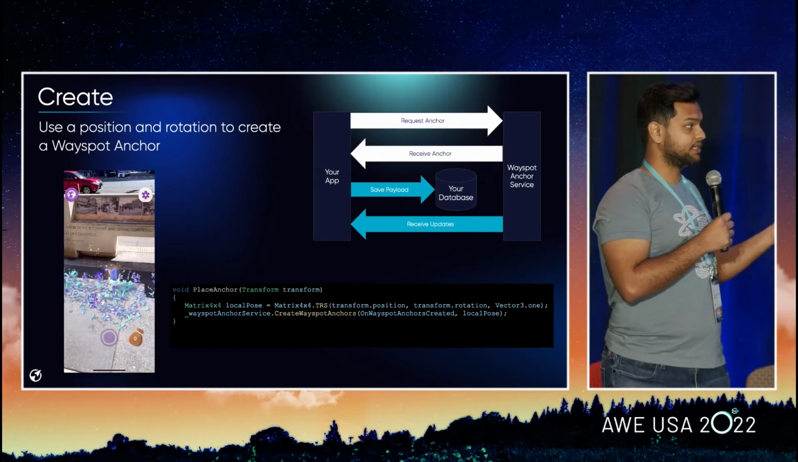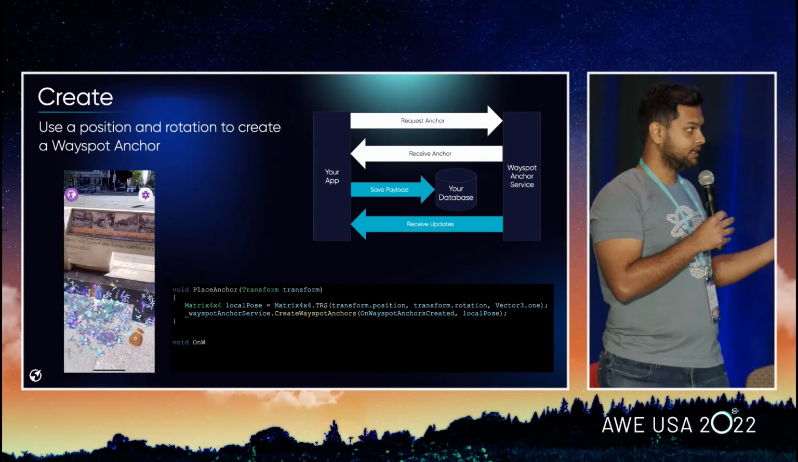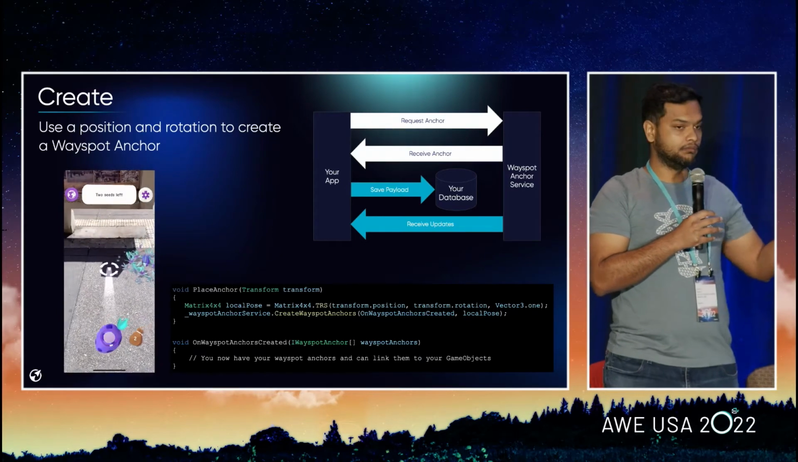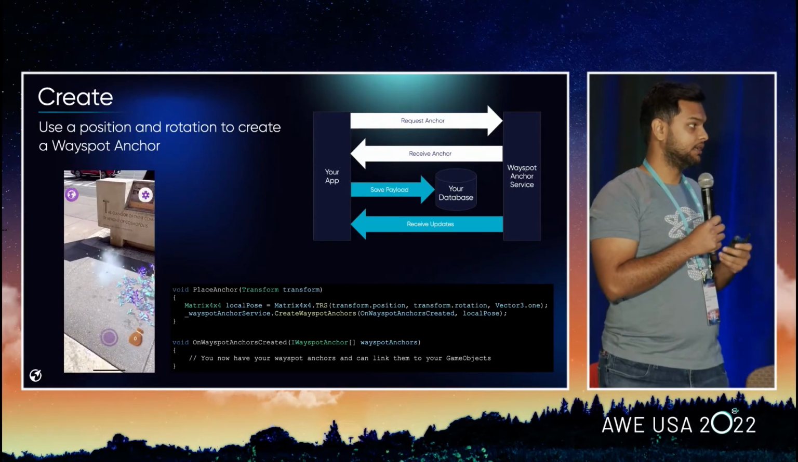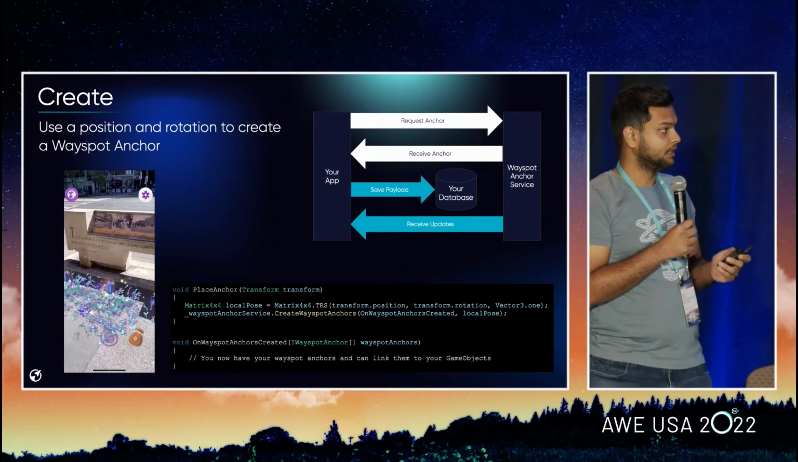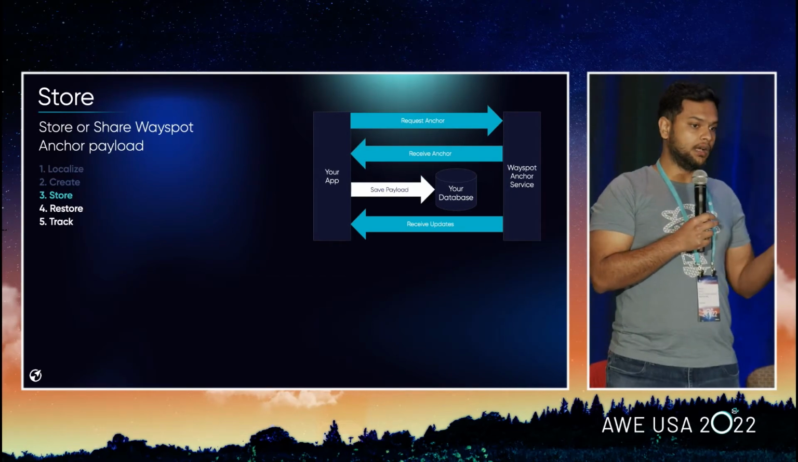The second part of the process is to receive this anchor that you have requested. So in the callback, you now get an array of Wayspot anchors. If you created just one, like we did here, you get back just one Wayspot anchor.